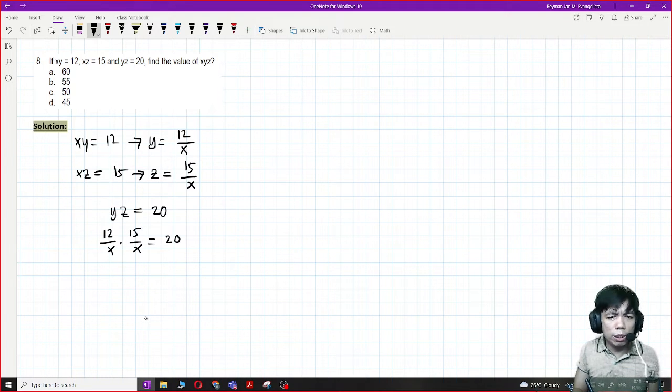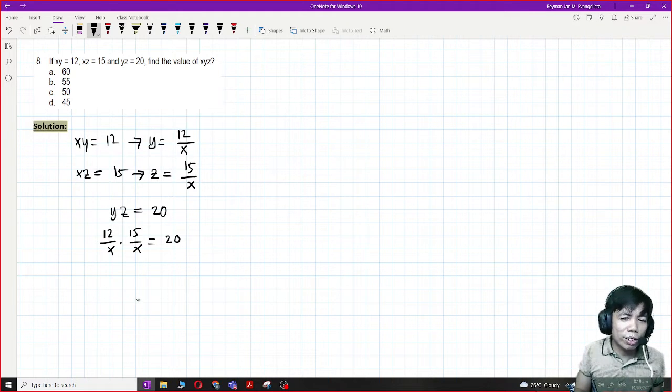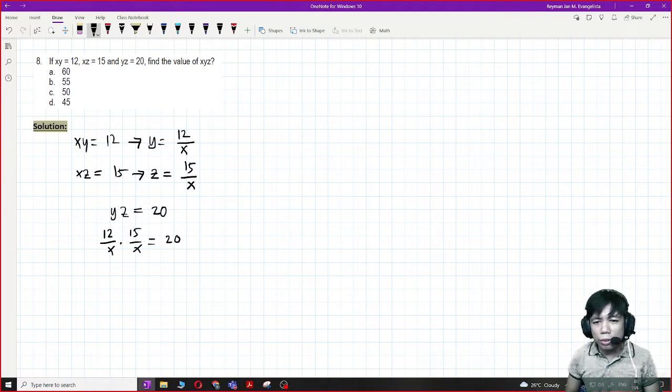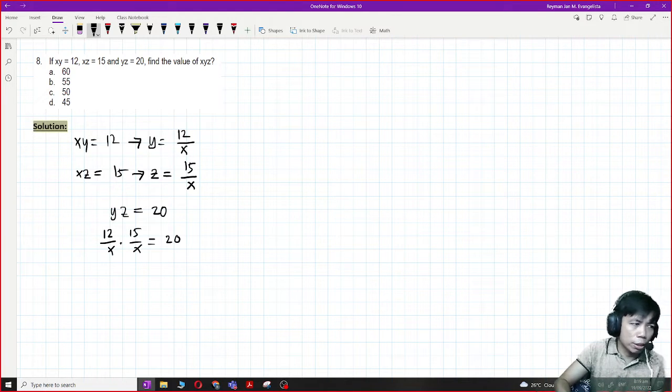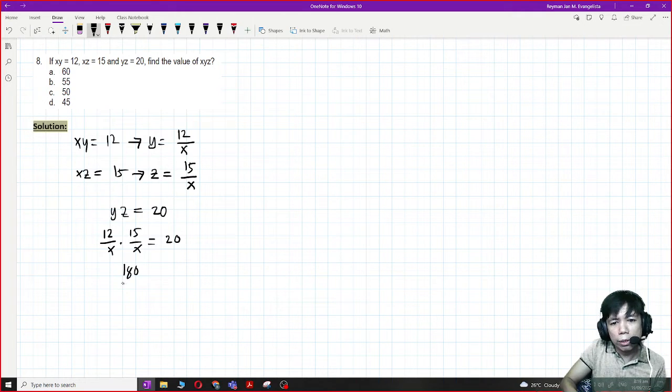12 times 15 is 180. The trick here, guys, if you don't have a calculator, is to use 10 times 15, which is 150, then add 2 times 15, which is 30, so you have 180. Over x times x is x squared, equal to 20. Then x squared, cross multiply or interchange position, is 180 over 20. That is 9.